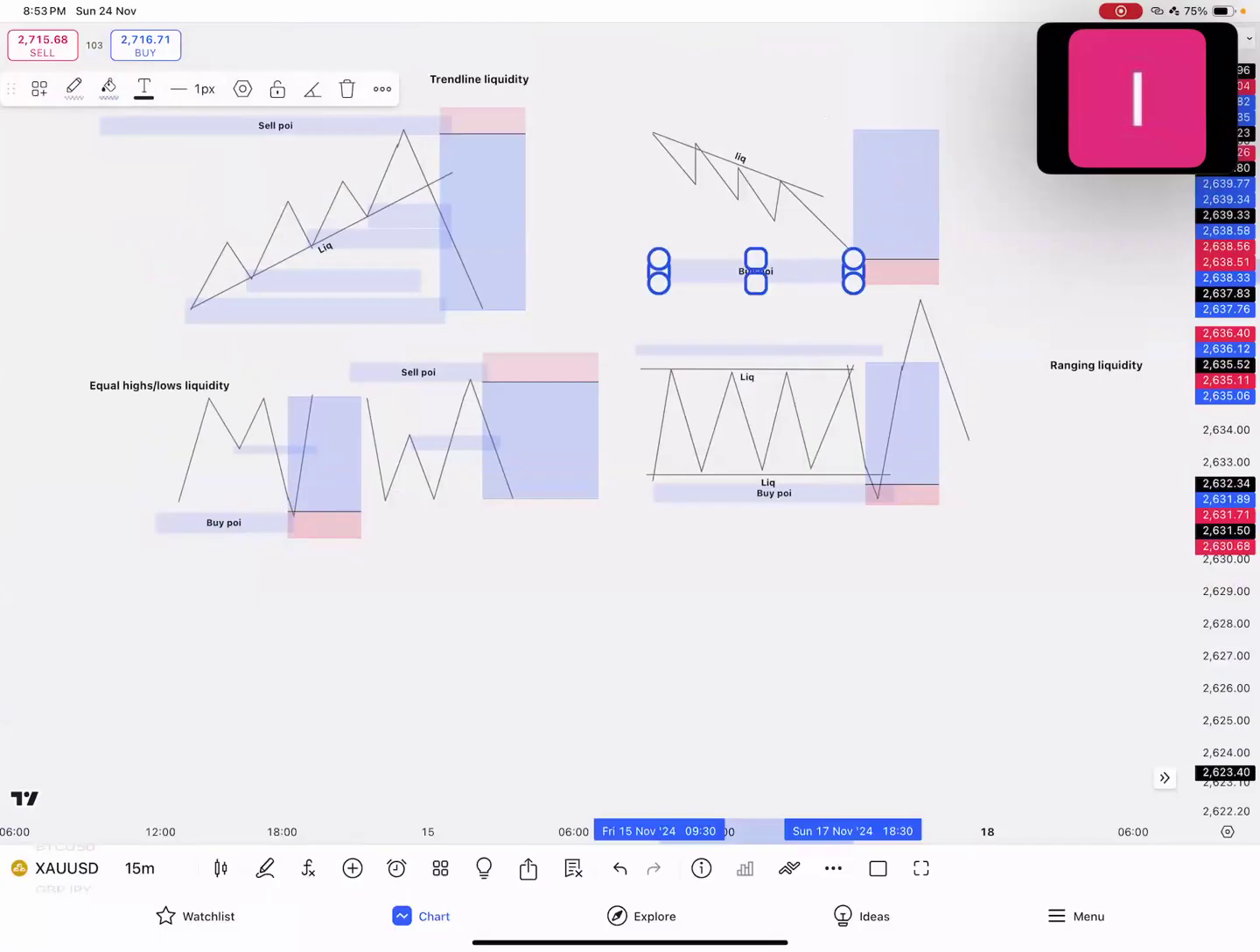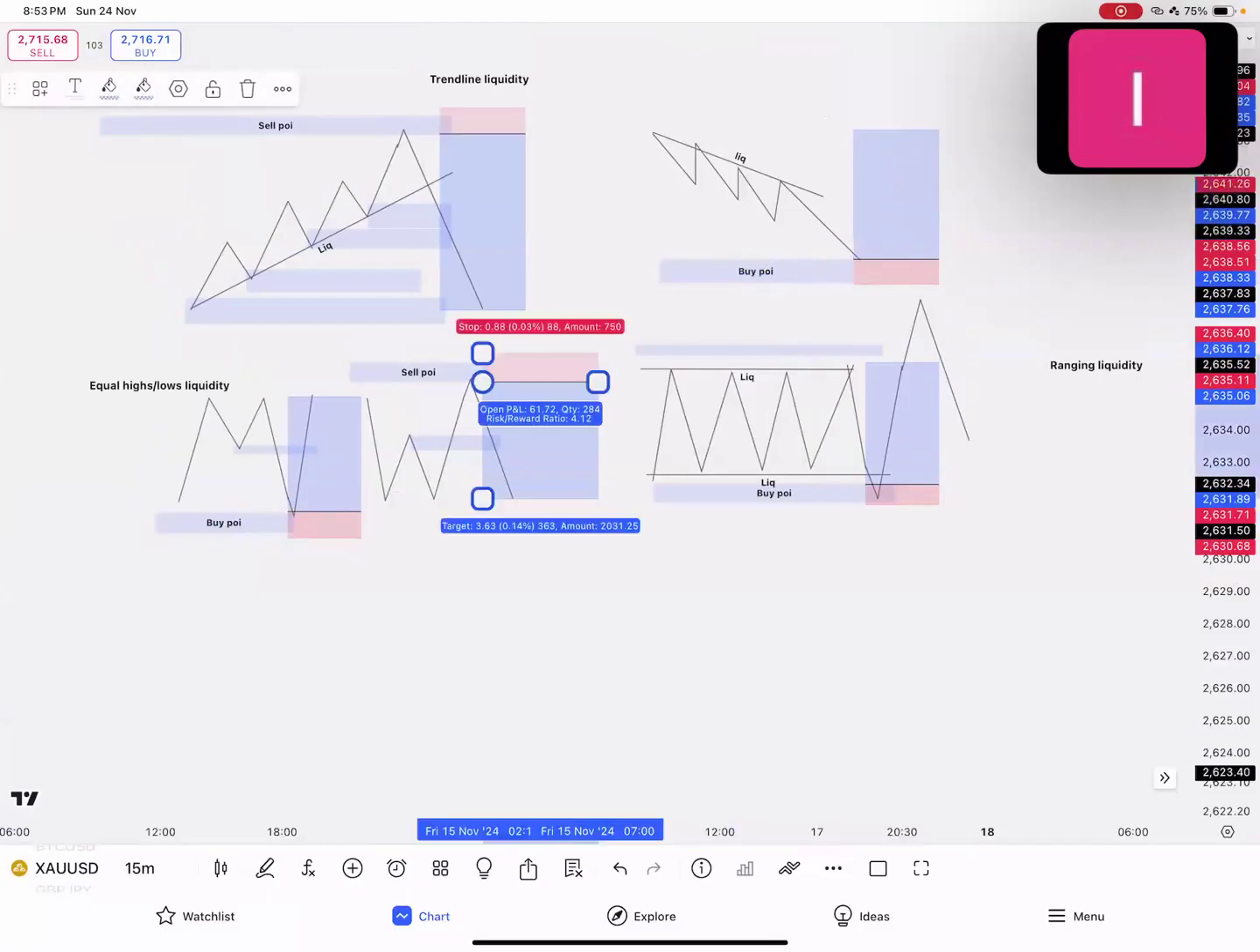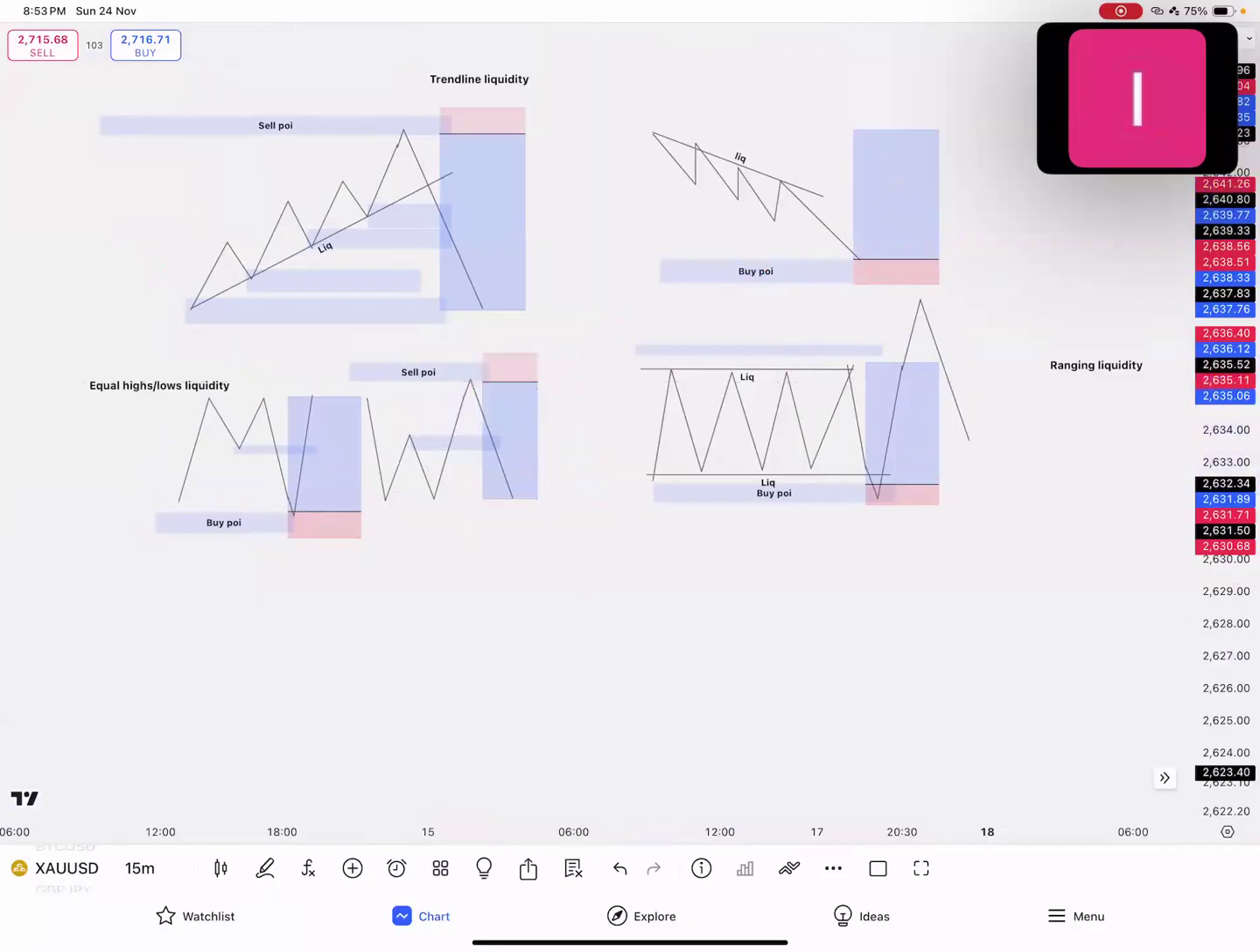Same thing as markets making an equal low before approaching your sell point of interest. It means that your take profit should be aimed at clearing that equal lows liquidity.